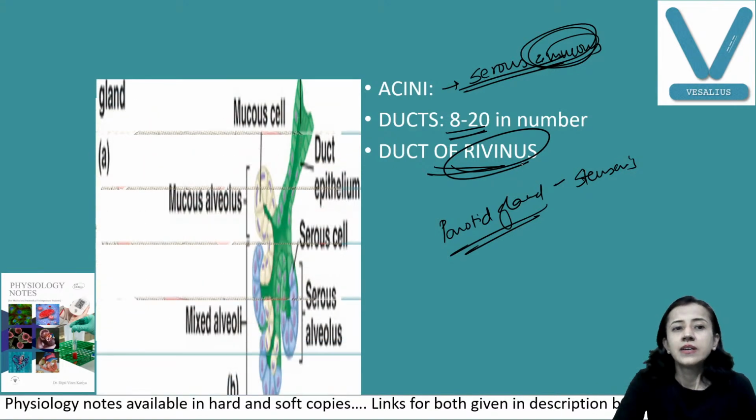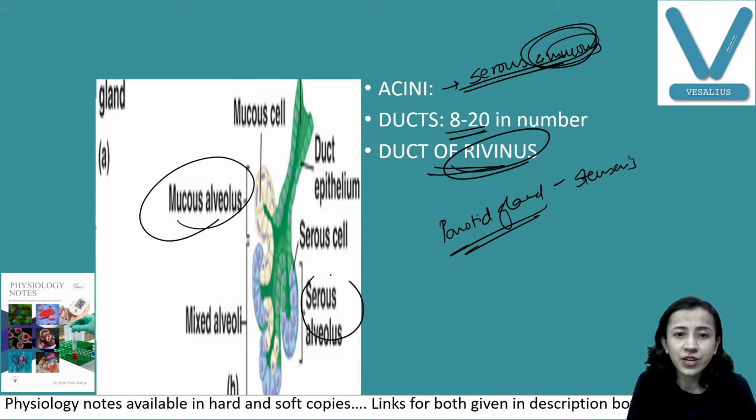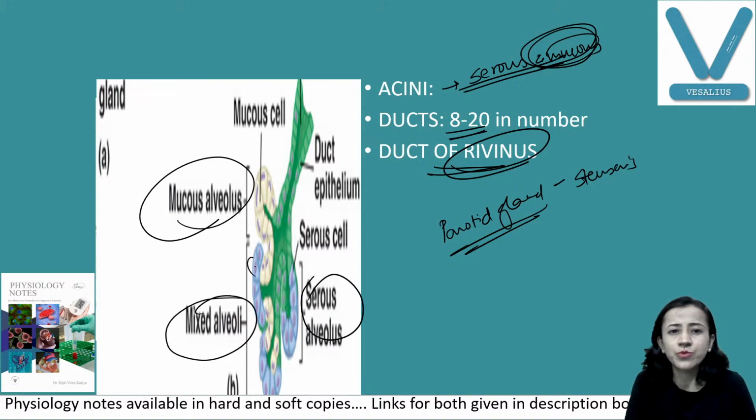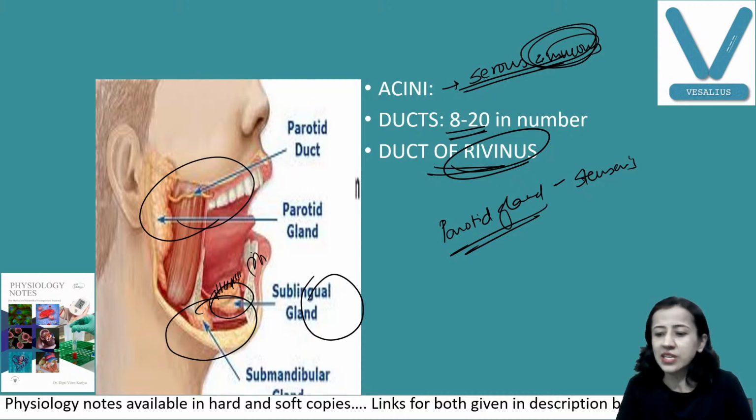Fine. You can see here, these are the alveoli. You can see mucus alveoli and serous alveoli; the color is different. And these are mixed alveoli. Mucus means thick secretion, serous means watery secretion, so it has got both secretions, mucus and serous. Fine. So this is your sublingual gland. You can see here, 8 to 20 ducts are there, and through these ducts this gland opens in the oral cavity. Fine.